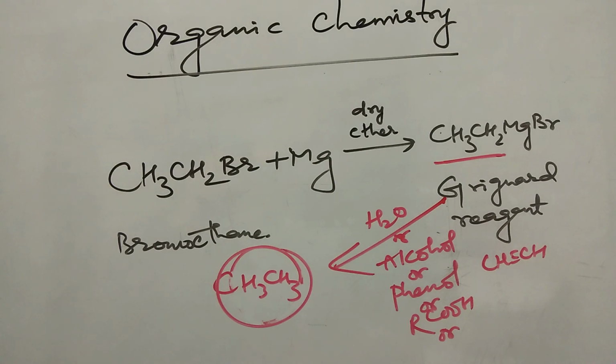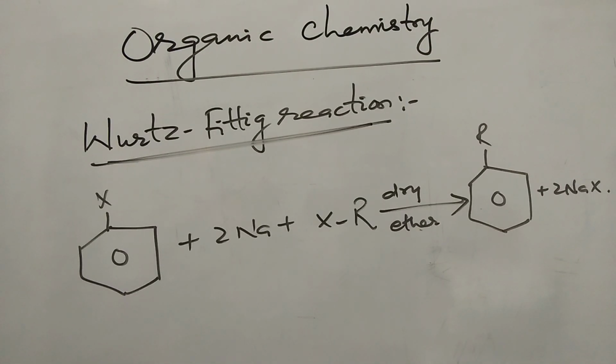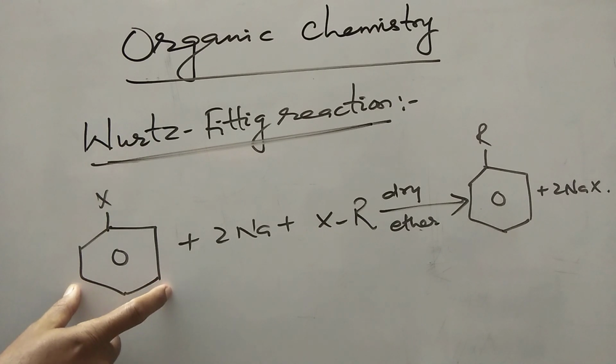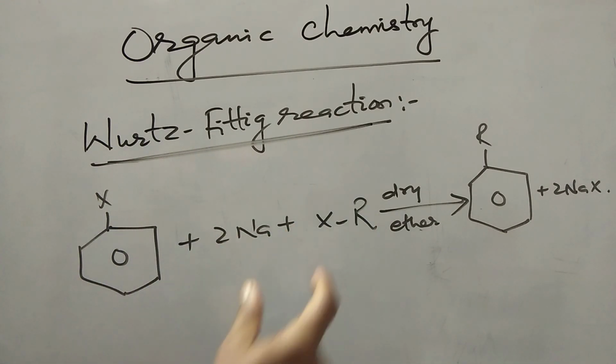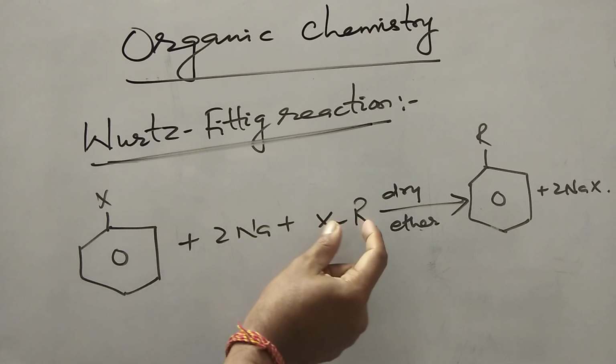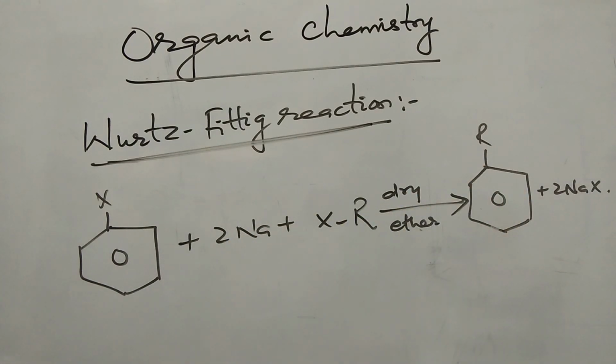So this was regarding Grignard reagent. Now coming to Wurtz-Fittig reaction. In a Wurtz-Fittig reaction, an alkyl halide is treated with aryl halide, in presence of sodium and dry ether. It forms alkyl arene. If suppose here the methyl group is there, then it will form toluene.